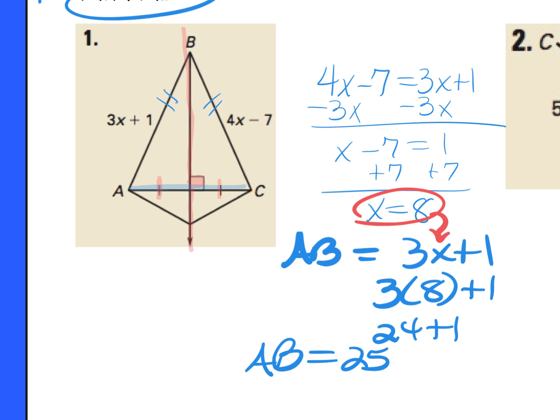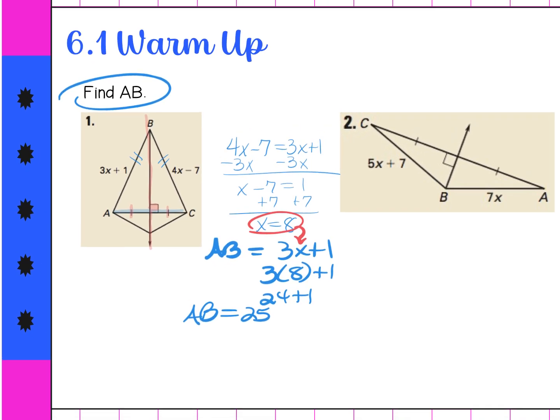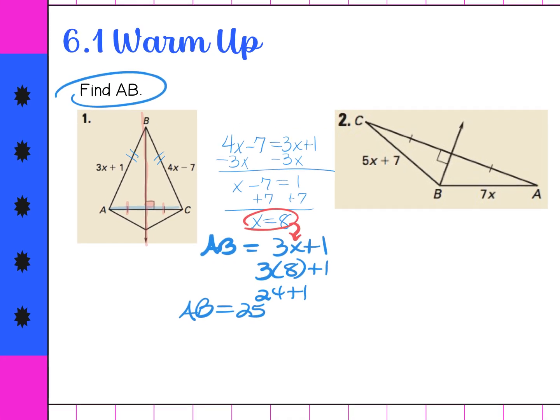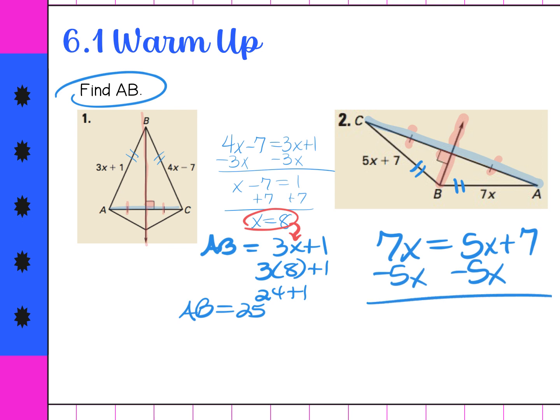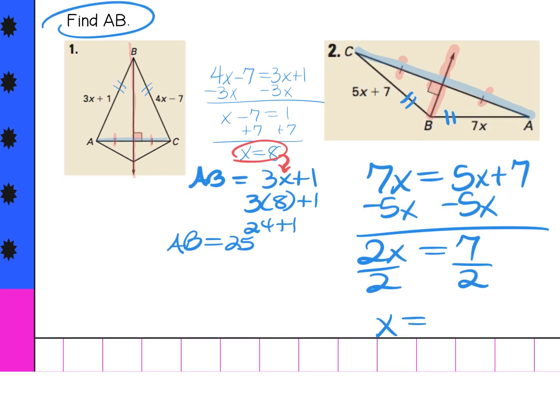I'm looking for exactly the same thing in number 2. And number 2 is set up exactly the same way. I've got a perpendicular bisector here. I can tell it's perpendicular by the right angle and that it bisected segment AC because of the congruency marks. So again, any point on that perpendicular bisector will be equidistant from the endpoints. So that tells me again that AB is congruent to BC. So to find the value of x, I am going to set AB equal to BC, solve for x, subtract, divide, and x equals 7 over 2.